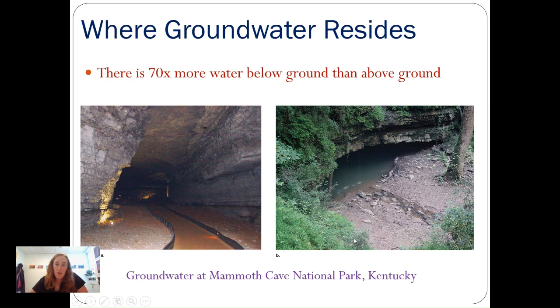But this is Mammoth Cave National Park, and this is called River Styx Spring. And it's basically an area where water flows underground, almost like an actual underground river. But what I want to point out is that's more rare. That is the exception, not the norm, when we're talking about where groundwater is.